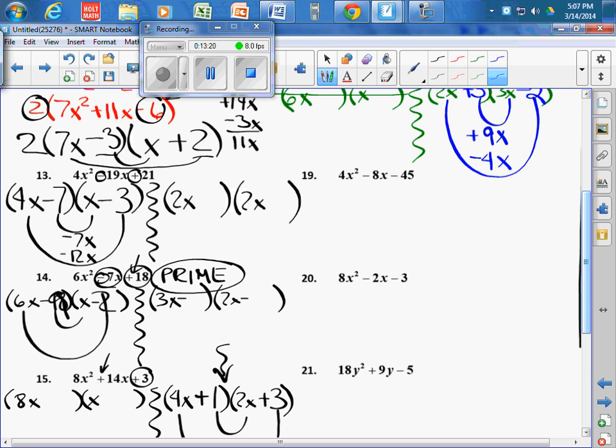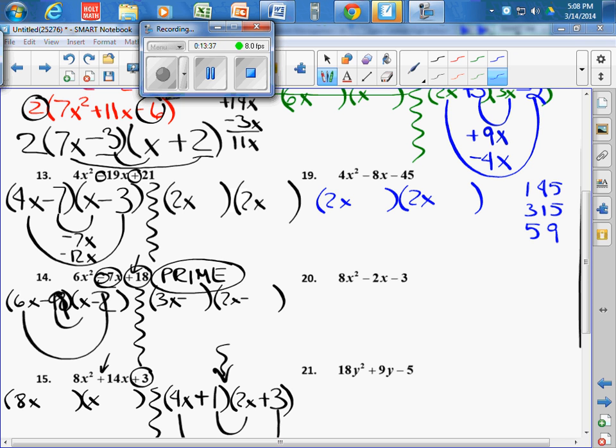In number 19, again, I can start off with 4x and x, or I can go 2x and 2x. I don't know. I'm just guessing here. So I'm going to try 2x and 2x. And keep in mind what your factors of 45 are. We have to have some combination of either 1 and 45, 3 and 15, or 5 and 9. One has to be plus, the other one has to be minus. So since we have 2x and 2x, it really doesn't matter. Let's just jump in. 1 and 45.